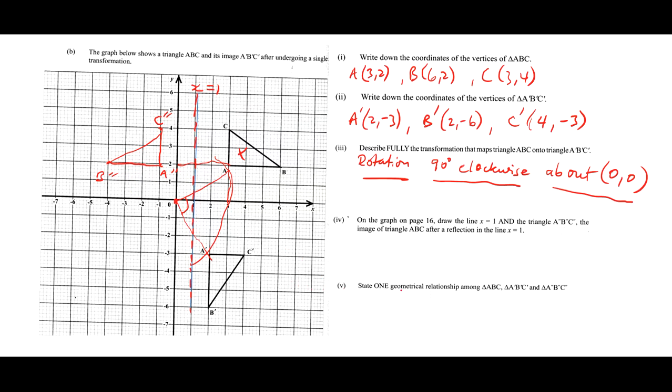And then the last part said one geometrical relationship between triangle ABC, triangle A prime, B prime, C prime, and triangle A double prime, B double prime, C double prime. Right? If we look at all these triangles, we realize that they all have the same lengths. The angles are the same. So therefore, we say that all three triangles are congruent. Right? So they're all congruent triangles. Okay, and that's it for question 5.